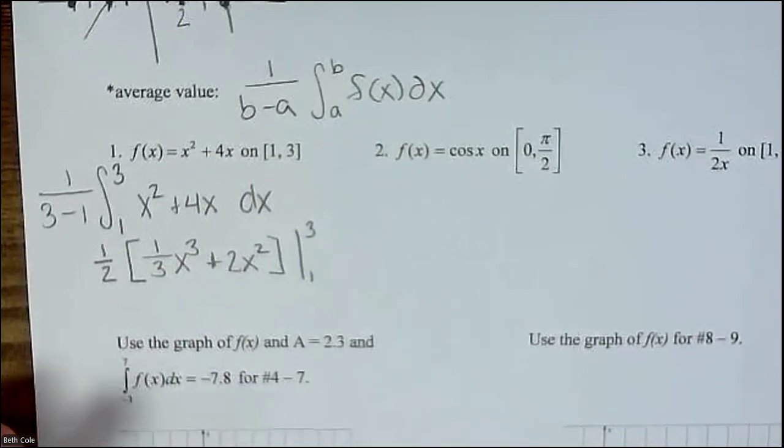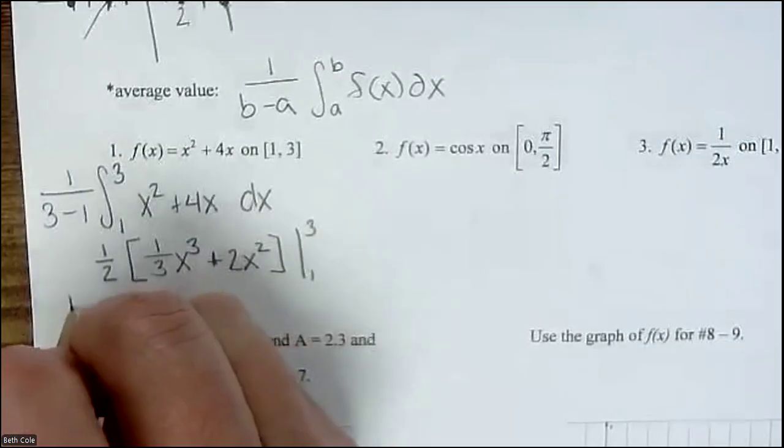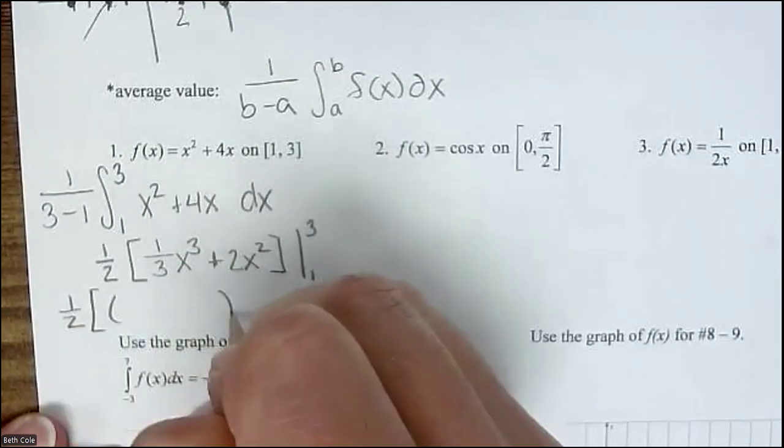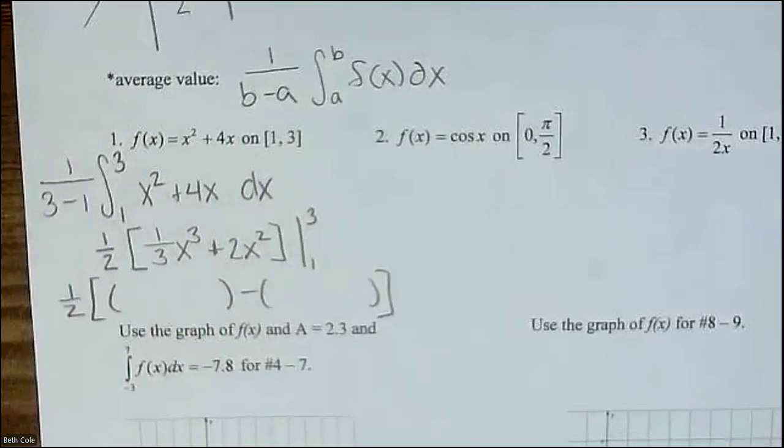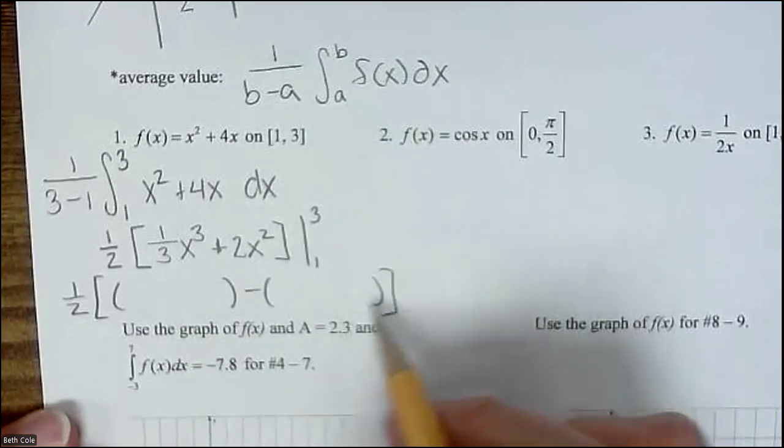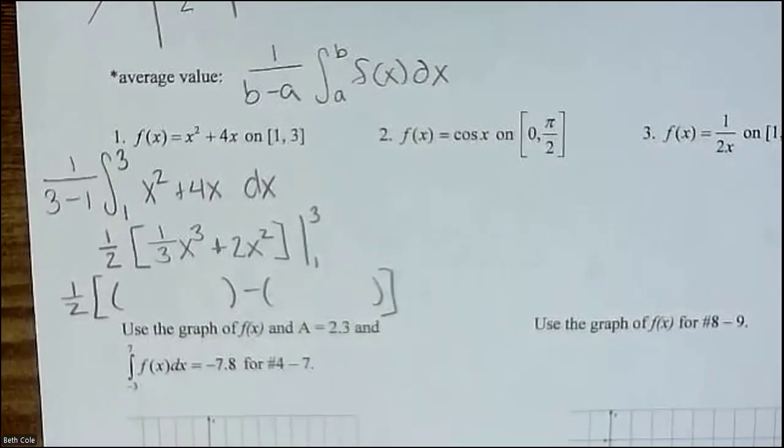For the sake of time, I'm not going to do that, but you would have this 1/2 out front and you would do upper boundary minus lower boundary. Do you get what I'm saying? Like you would plug in the 3 to all of that, and then you would plug in the 1 to all of that. Do you guys understand?